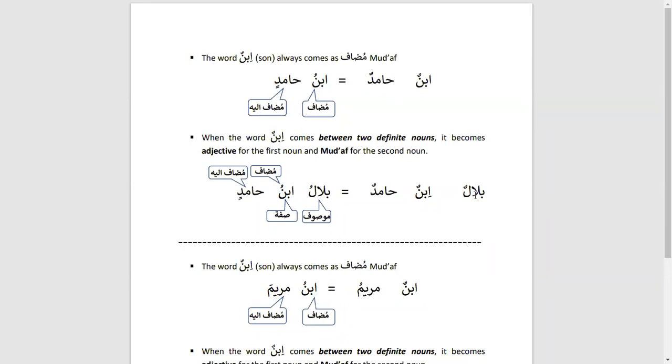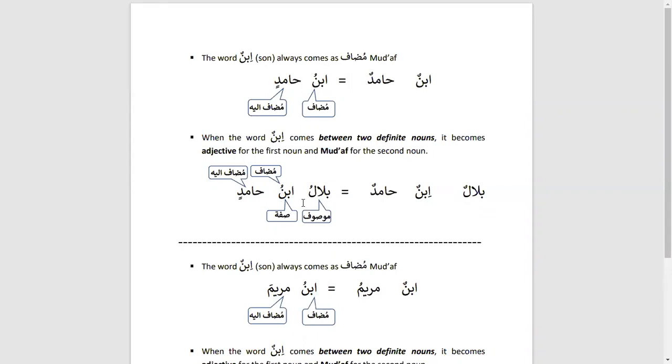But when we have three nouns, two of them proper nouns, and the word ibn comes between these two, then it behaves in a different way. For example, Bilalun is a proper noun, then we have the word ibnun, which is a common noun, and Hamidun is also a proper, definite noun. So ibn has come between two proper nouns. What happens then? It is read as Bilalu ibnu. Bilal becomes the mawsuf, and the word ibn becomes the sifa.